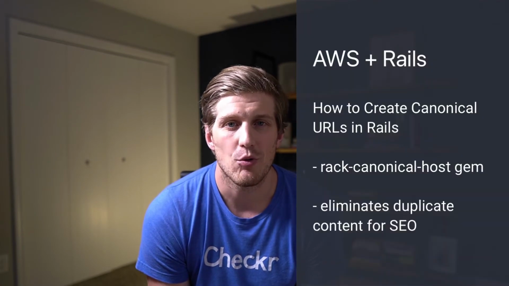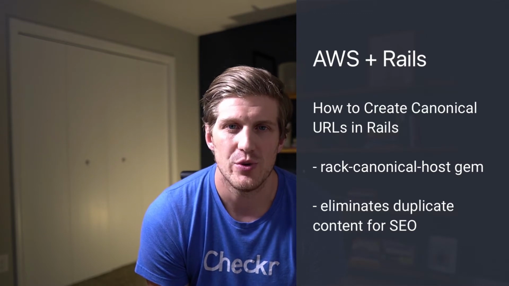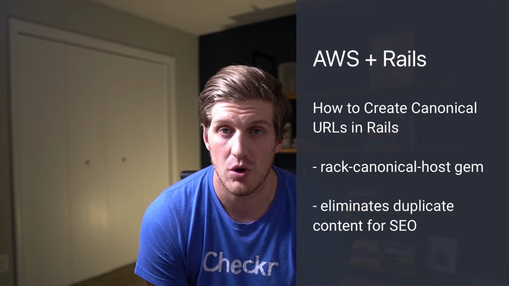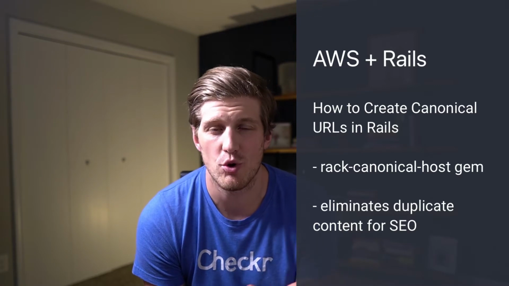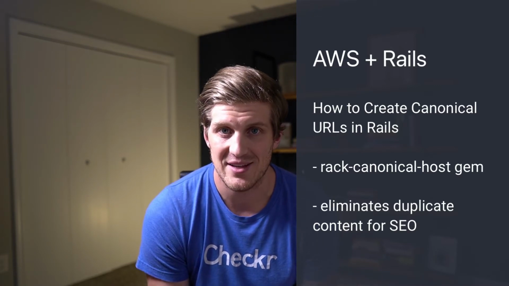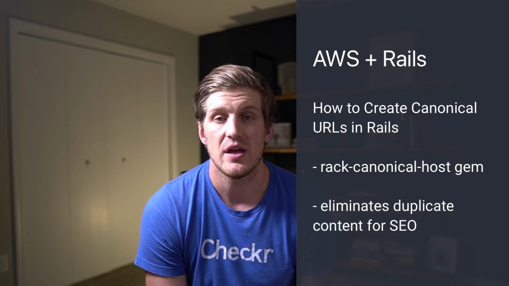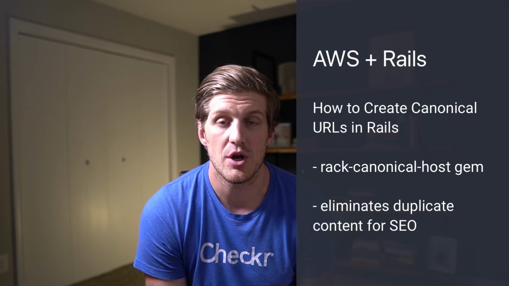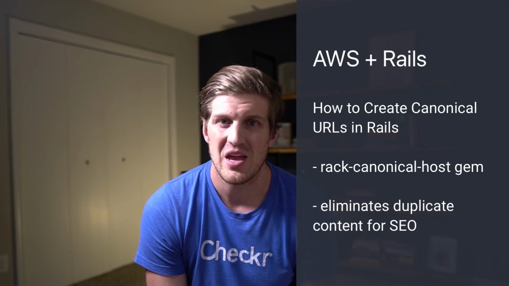In this AWS Rails tutorial, we're going to do something a little bit different. We're going to do something SEO focused. We're going to use the rack canonical host gem to ensure that we have canonical URLs specifically for the host portion of our URL. So after the protocol, HTTP or HTTPS, is the host, where you'd have AWSRails or www.AWSRails. After that, you can have the path, where you'd go to /videos or /users. So we're just focusing on the host portion of our URL.